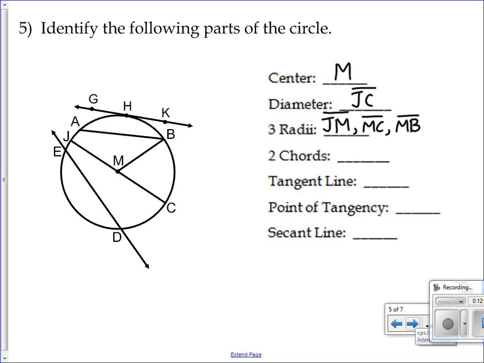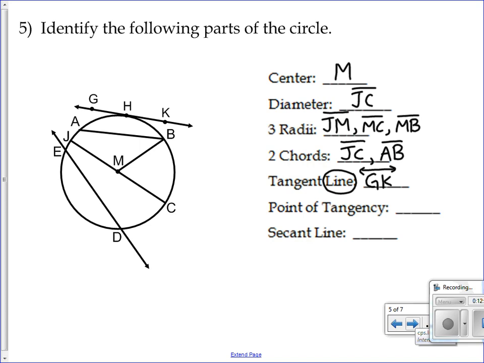There are 2 chords. A diameter is a chord, so JC with the segment bar, and then also AB. And then we have a tangent line. That's the hit and run. So the hit and run starts at G and it goes to K. When you guys are labeling the tangent line, since it literally says line, make sure you have that line above it. If you don't have that line, it's wrong.